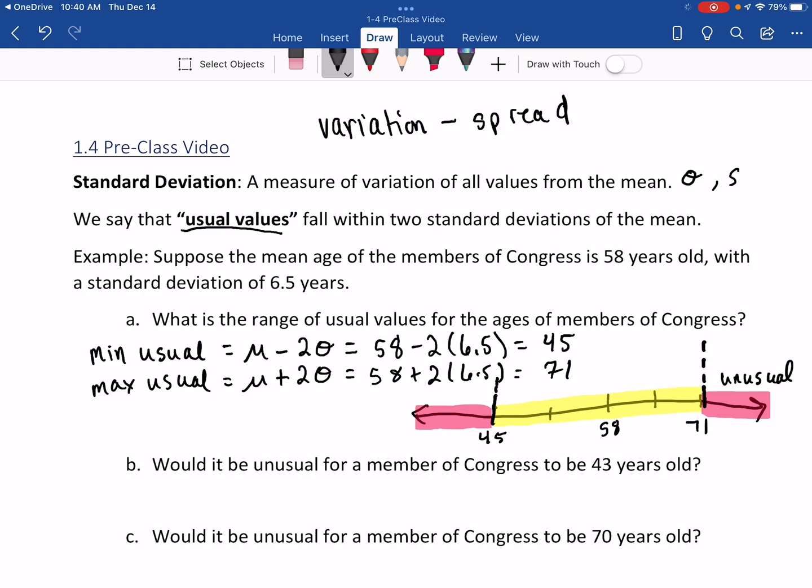So would it be unusual for a member of Congress to be 43 years old? 43 years old is in that red unusual area down there, lower than 2 standard deviations away. Yes, it would be unusual. What about 70 years old? No, 70 looks like it's in that range. That's in our usual range, so it would not be unusual. Okay. Good.